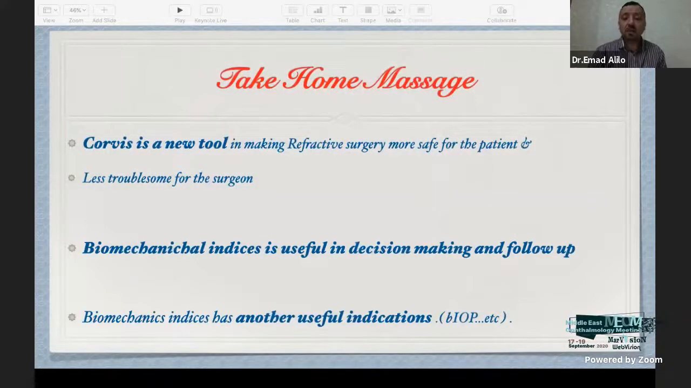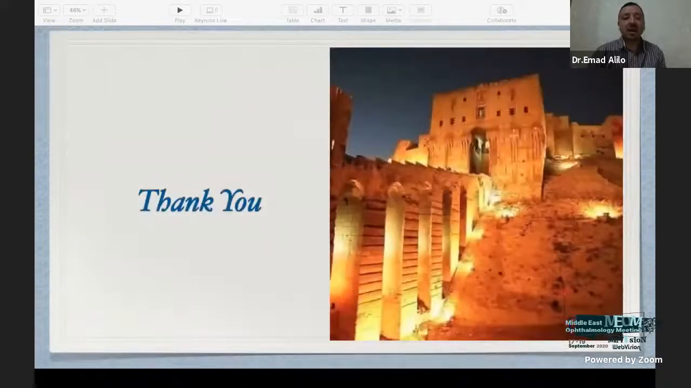So to sum up, Corvis is a new tool in our hands, which makes refractive surgery safer for the patient and less troublesome for the surgeon. The biomechanical indices are useful now in decision making and even in follow-up. Biomechanical indices also have other useful indications; there are some studies going into using it in glaucoma, corrected IOP, and some other indications as well. So corneal biomechanical indices are here to stay, like the old castle of Aleppo.